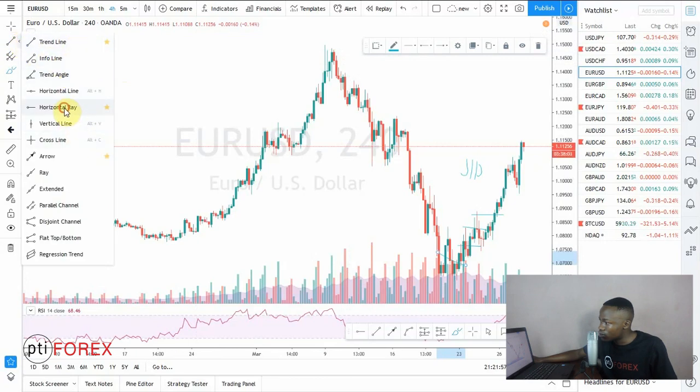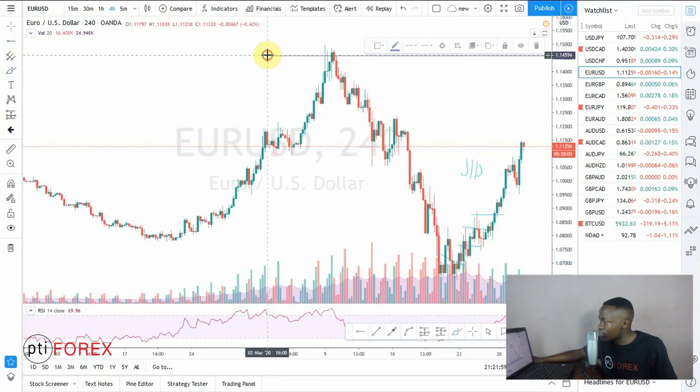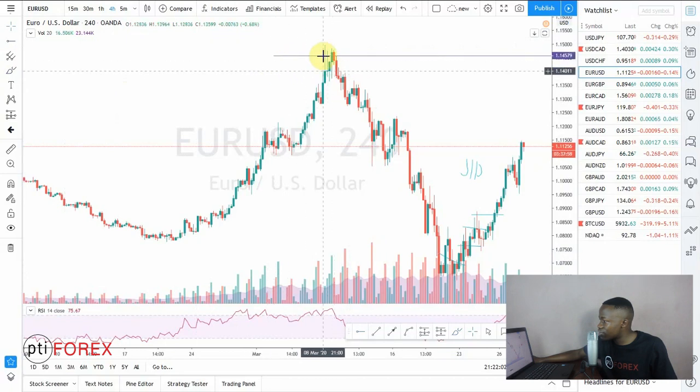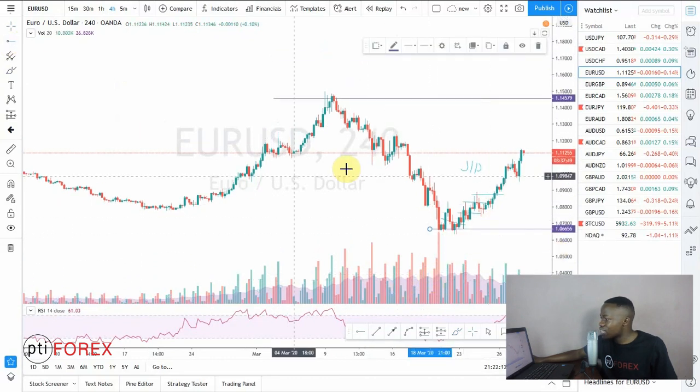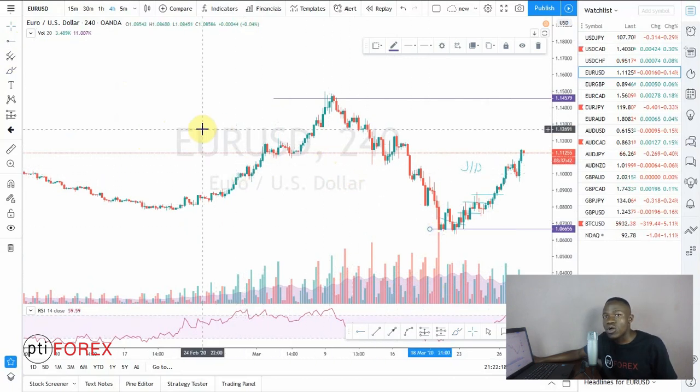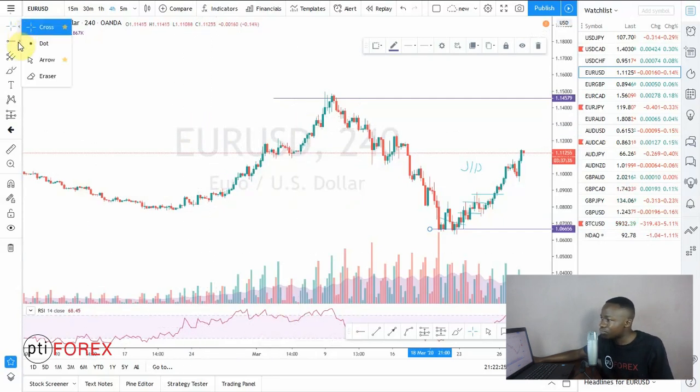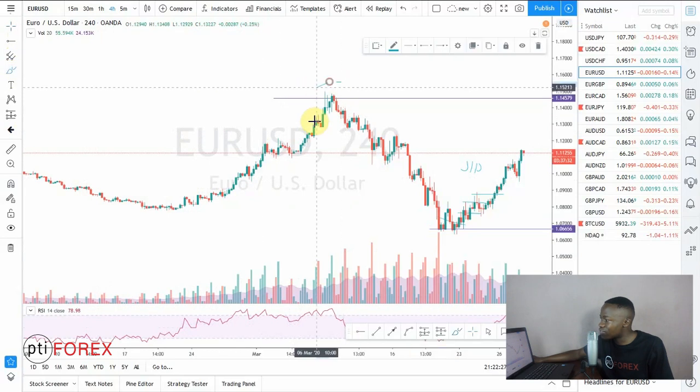Let me check my horizontal line. For an example, here in this place, I have this significant level, and I also have this significant level all the way down there. So these are my two significant levels. You see that I've not drawn my lines everywhere, but I draw them at the most significant levels where the price has reacted significantly, here and here.